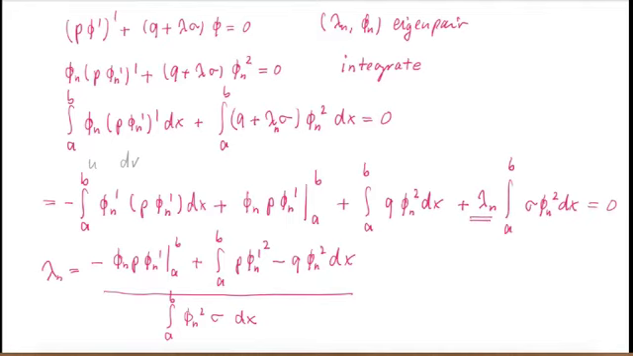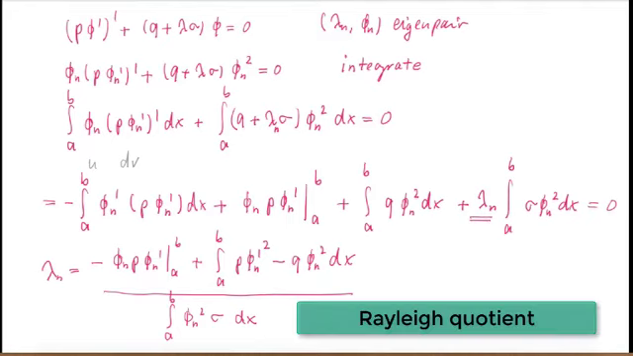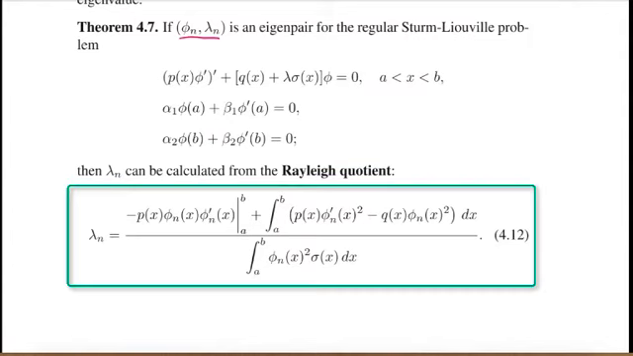I have to flip back to the other page to show you that this is indeed the Rayleigh quotient. This is the Rayleigh quotient. And we also call this with a curly R of the function phi n. So the Rayleigh quotient of phi n is the eigenvalue lambda n. And so we derived this formula right there.